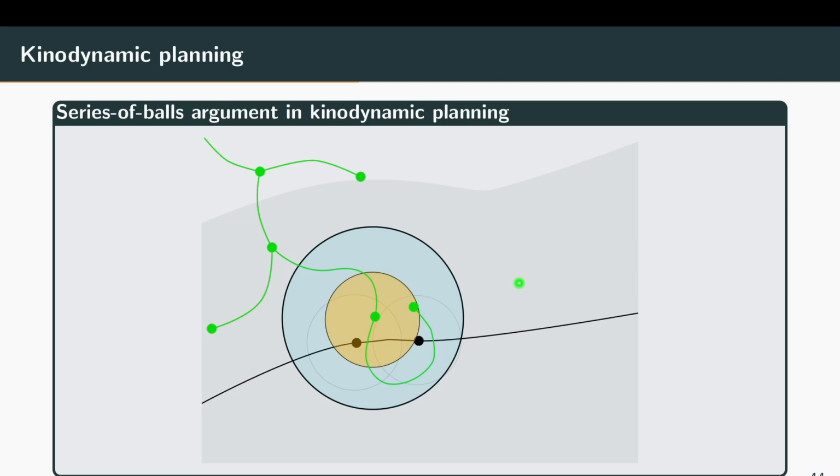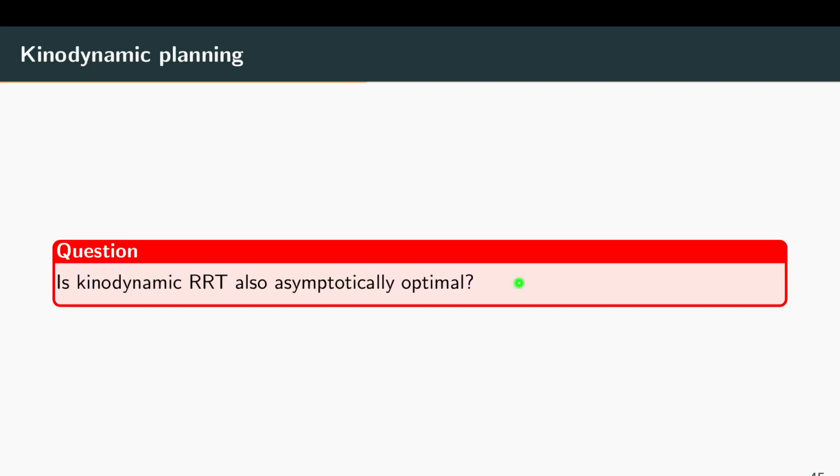Okay, any questions about probabilistic completeness for kinodynamic RRT? Then I have a question for you. Is kinodynamic RRT also asymptotically optimal?